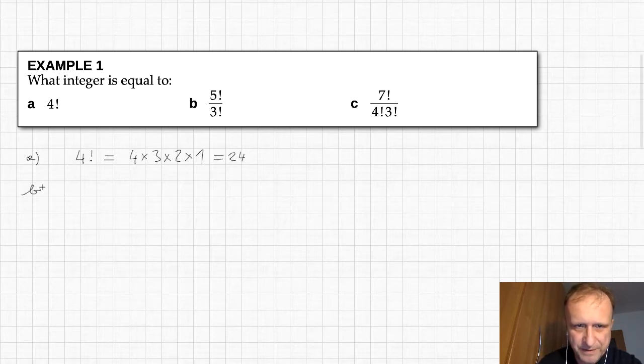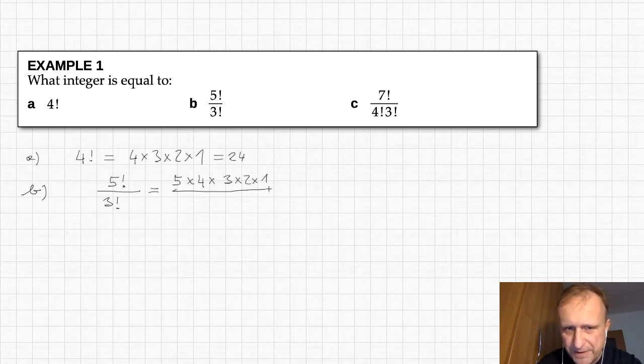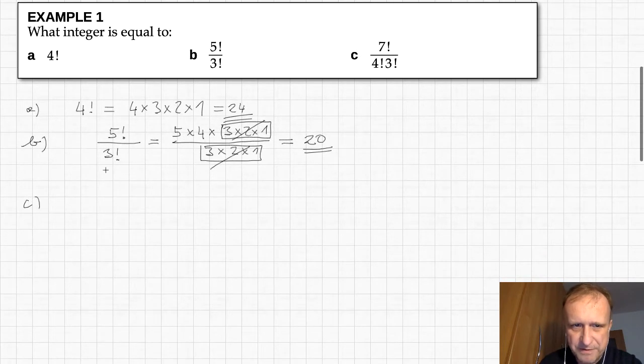Let's do part B. In part B, we have to calculate the fraction 5 factorial over 3 factorial. So the easiest way to do it is to write it as follows. It's 5 times 4 times 3 times 2 times 1 divided by 3 times 2 times 1. And since this is also here, we can just cancel it out and have the answer 5 times 4, which is 20.